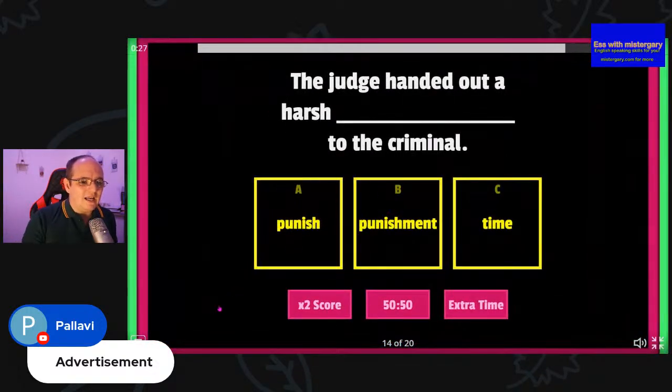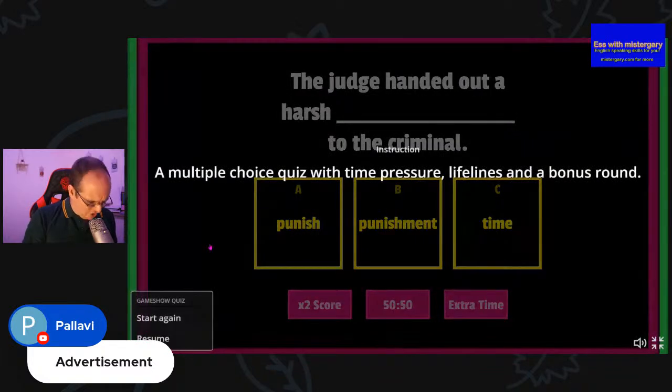Right, okay, guys. The judge handed out a harsh blah, blah, blah to the criminal. Is it punish? Is it punishment? That's option B. Or C, time. Punish, punishment, or time. Muhammad Ismail says punishment.